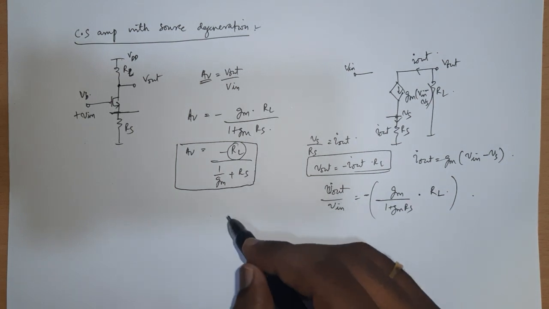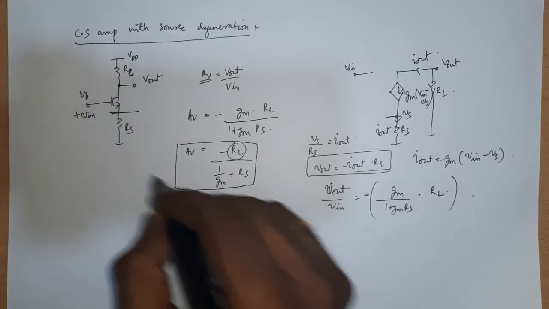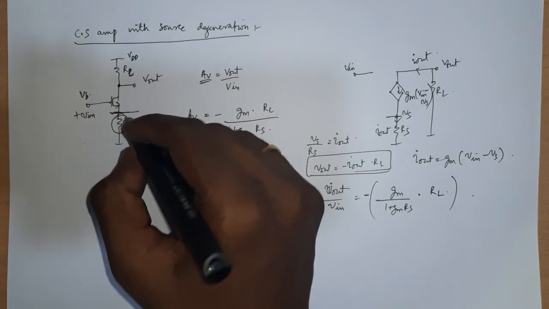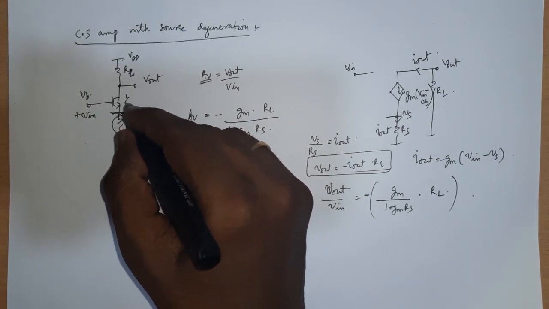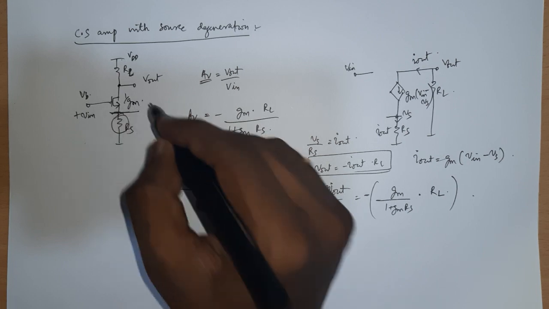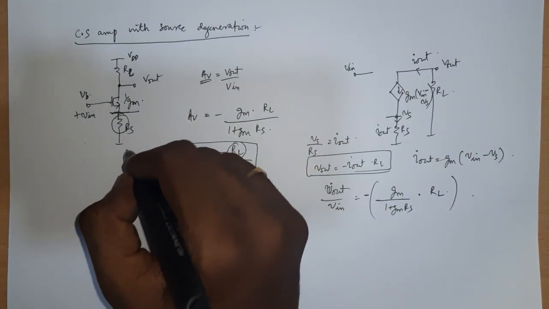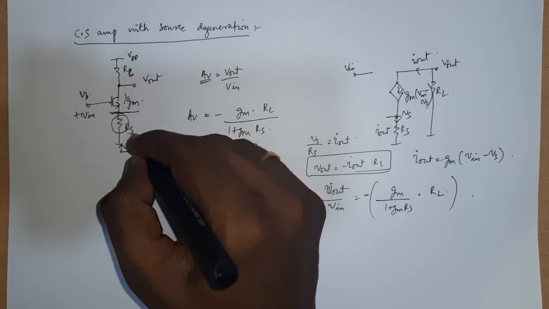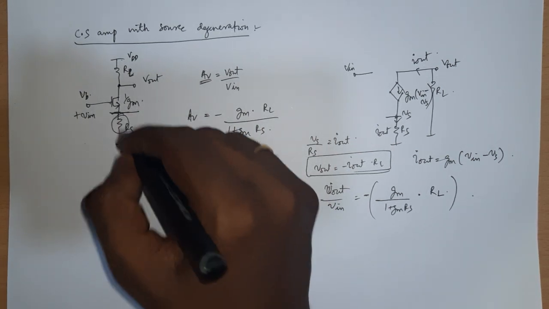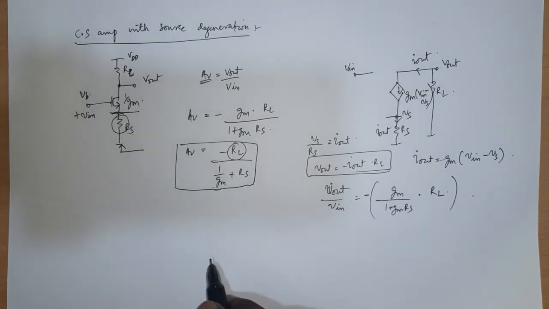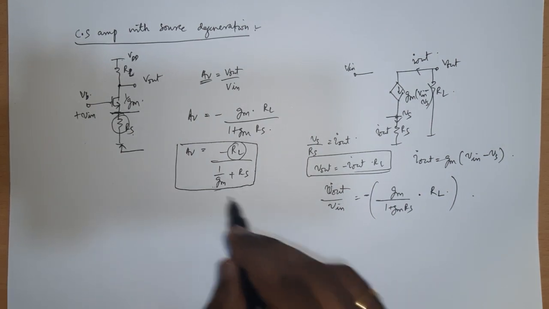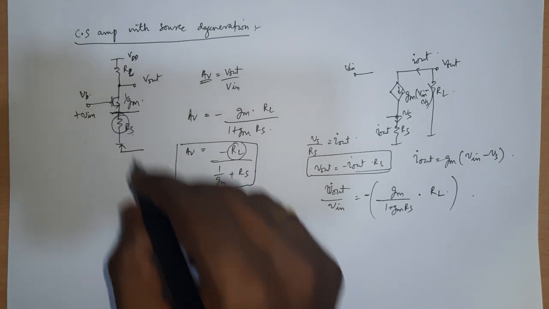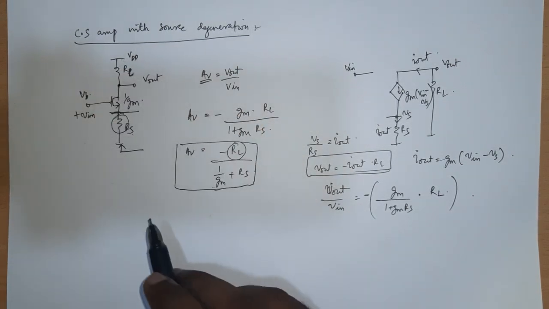In the denominator, you have two resistances that are added. One of the resistances is RS, and the other one is 1 over GM, which is the transistor's resistance. So you look in from the source side, whatever resistance you see, which is RS plus 1 over GM in series, will appear as the denominator. So that is a common source amplifier with source degeneration.